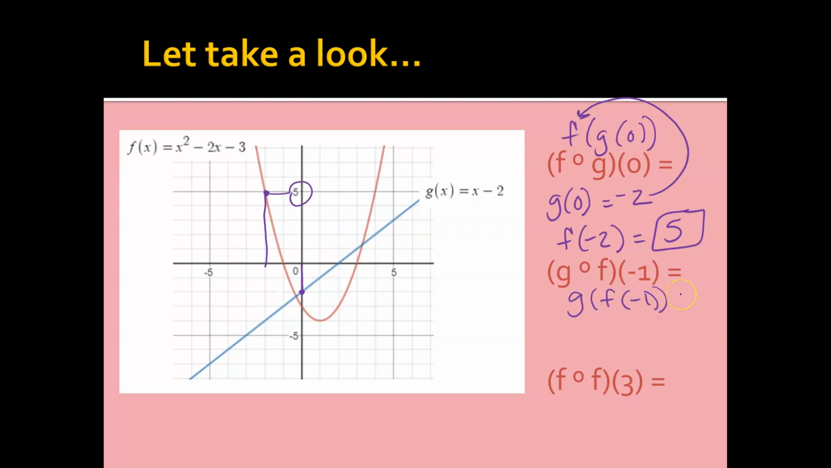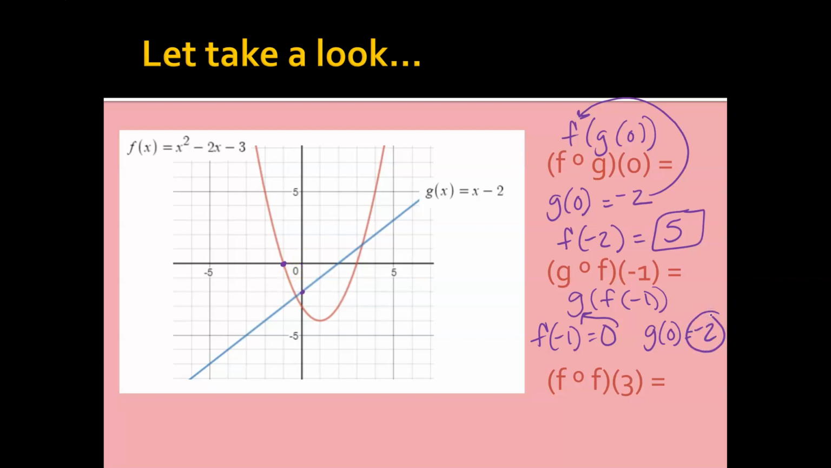Okay? So first we need to find f of negative 1. So on the f graph, when x is -1, which is right here, it happens to intercept right there. So on the f graph, when x is -1, y is 0. Now I'm going to plug the 0 into my g graph. So I'm going to find g of 0. So on my g graph, when x is 0, y is -2.